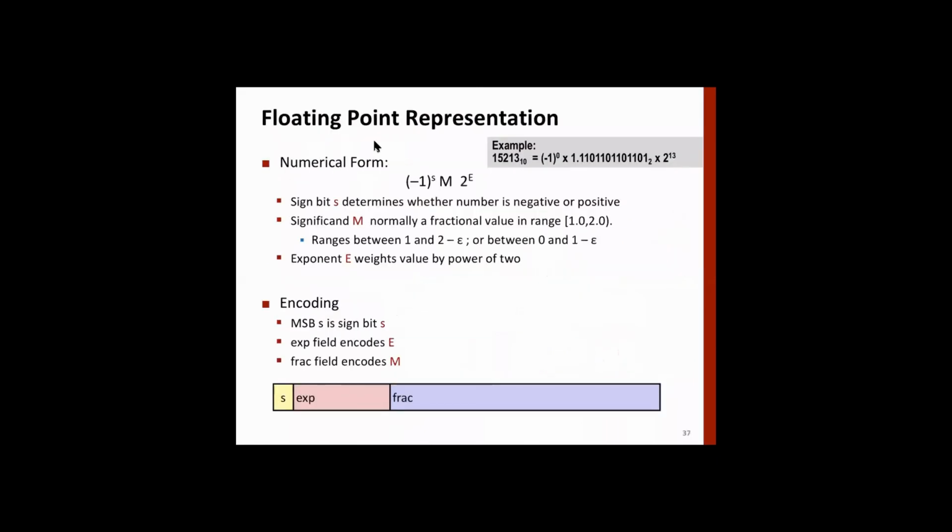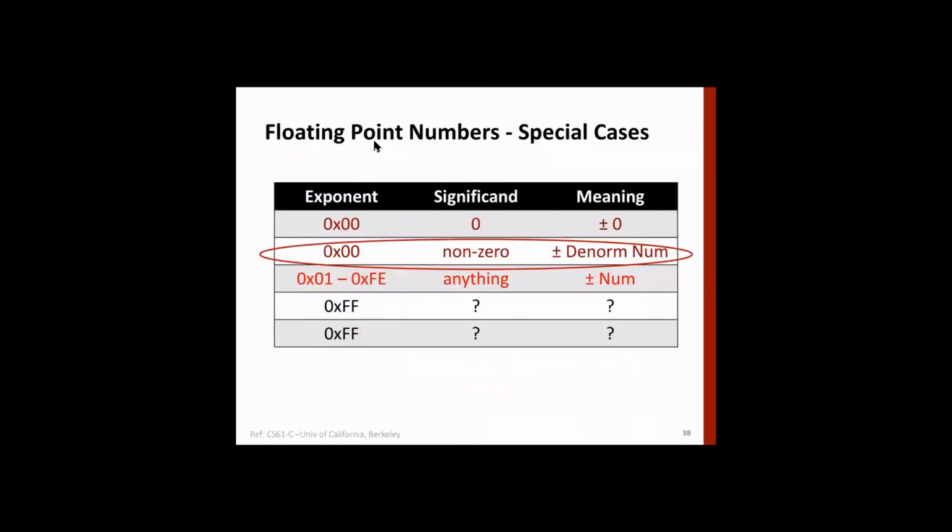Then we'll see the different cases. Here, what we have shown: first case, the normal case, wherein the exponent cannot be 0, and the significant can be anything. In the case when we represent 0, everything has to be 0, exponent as well as significant. In the case of a denorm number, we have exponent as 0, but the significant can be non-zero.